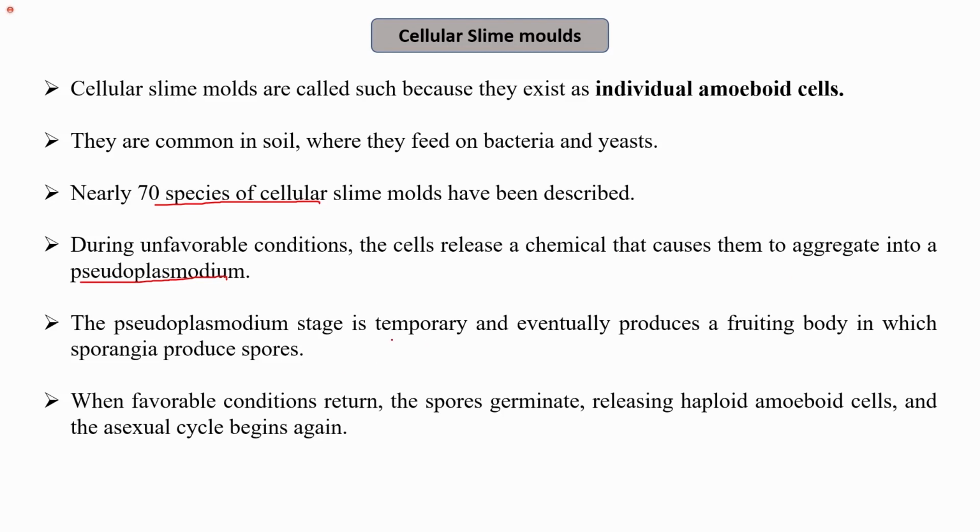The pseudoplasmodium stage is temporary and eventually produces a fruiting body in which the sporangia produce the spores, as we see in this case. When the favorable conditions return, the spores germinate, releasing haploid amoeboid cells, and the asexual cycle begins again. So in the cellular slime molds, reproduction is mainly through asexual reproduction. This was about the cellular slime molds.